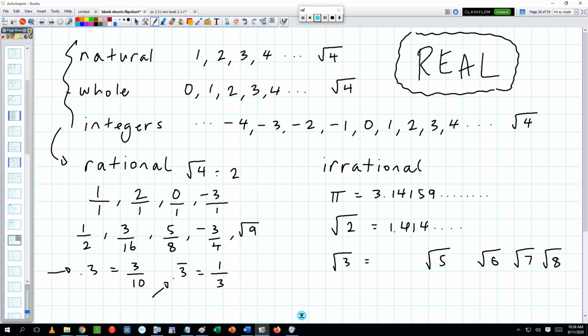Natural numbers, the basics. Whole numbers, the basics with 0. Integers, positive numbers, negative numbers, 0. No fractions, no decimals so far. Then we have the big set of rational numbers, which is all of these and some. And then we have the irrational numbers, which are none of those. It's a whole different set of numbers. Numbers that are weird, that don't work out nicely, like pi, and square roots that don't work out nicely. And then everything that I have on my board here is a real number.